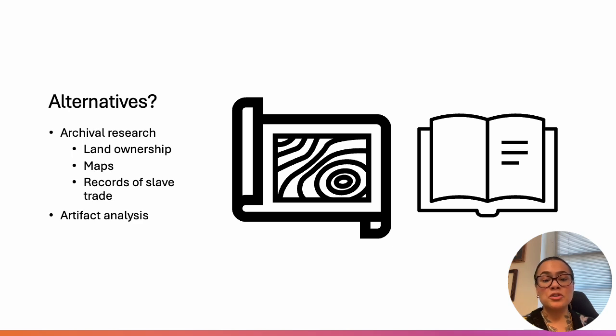And so alternatives to get at information and understanding the experiences of enslaved peoples might start with looking at land ownership history, maps of the areas, records of the slave trade. We know that there are many, many resources in the National Archives of the Netherlands. There are ship logs to be found. There are travelers' accounts. There are a wealth of ways to get this information.